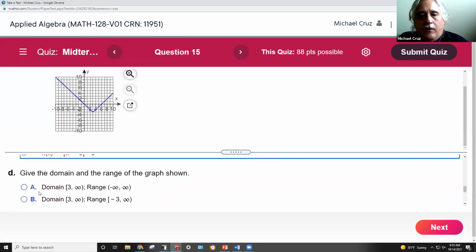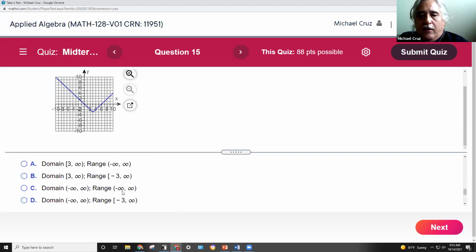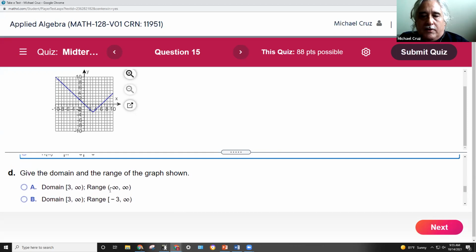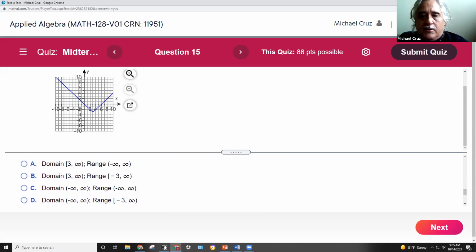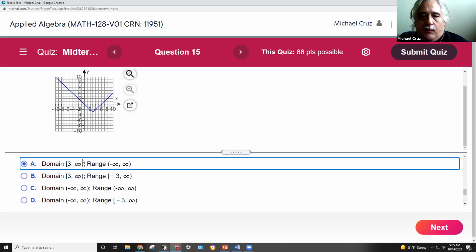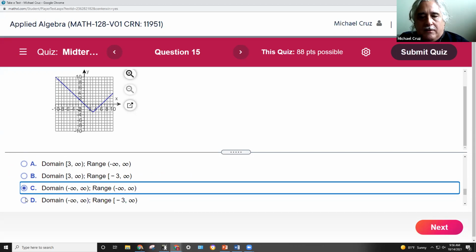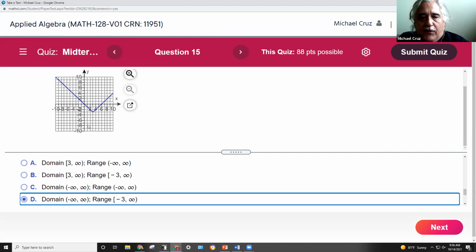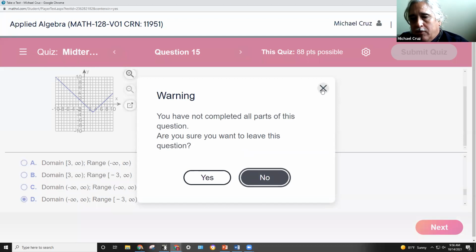And then the domain and range. Well, the domain for a function is always going to be negative infinity to infinity. There's only two of those that have that choice. So it's this one here. Anytime you deal with a function, there's no limit on the domain, and then the range starts at -3 and goes on down.